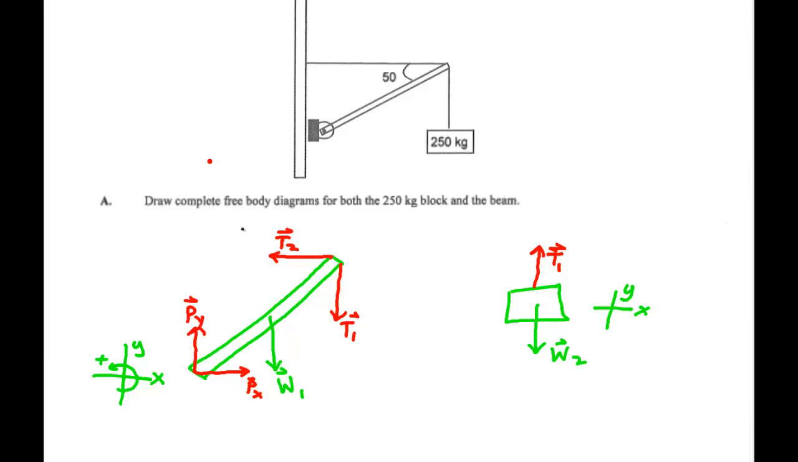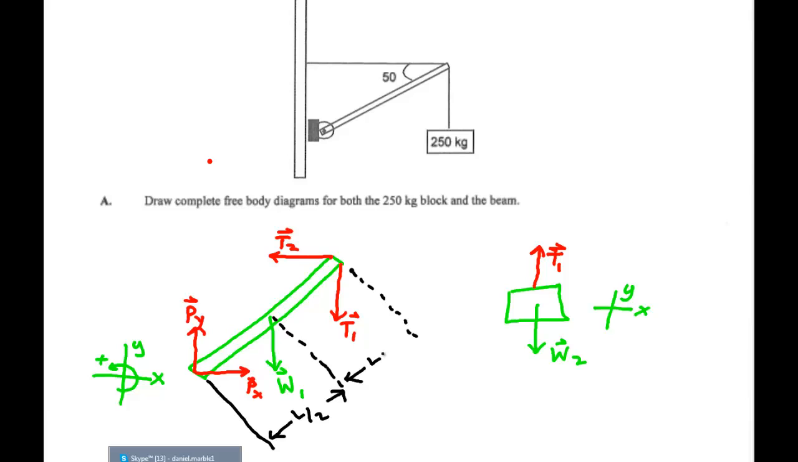The last thing we need to do, we need to go put in critical angles and dimensions. Now that means we need to put in angles and dimensions for finding torques. I'm going to need this dimension here. And that dimension is L/2, or half the length of this bar. And I also need the dimensions over here for calculating the moment arm. And that's also L/2.